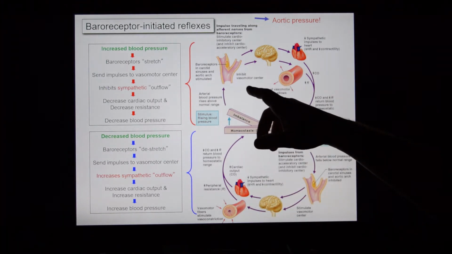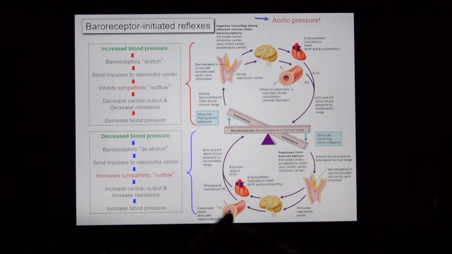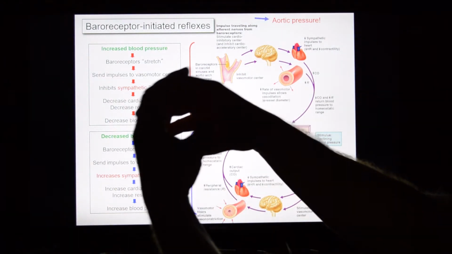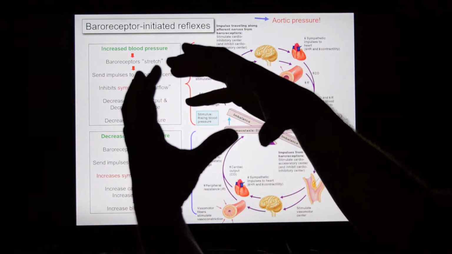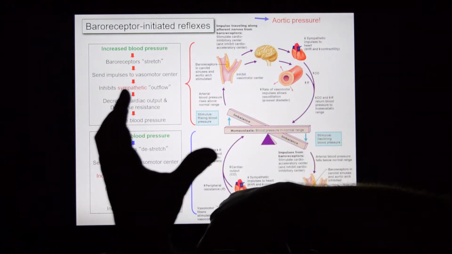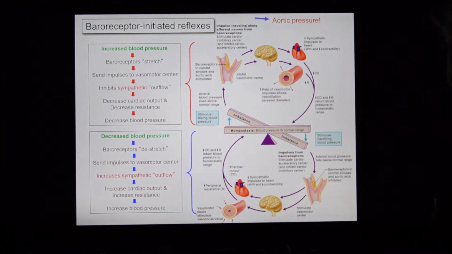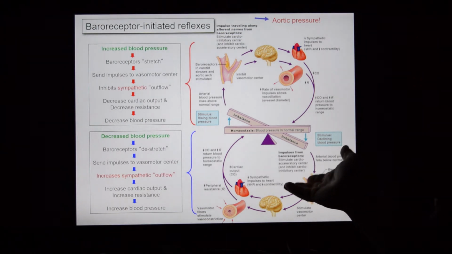Alternatively, if your pressure's too high and your blood vessels look like this, what your heart will do is cause vasodilation. Boom. The vessels get bigger. That means more blood can flow through more easily, so the pressure drops. It's just how this works. It's very simple. And it's the opposite when the pressure's too low.